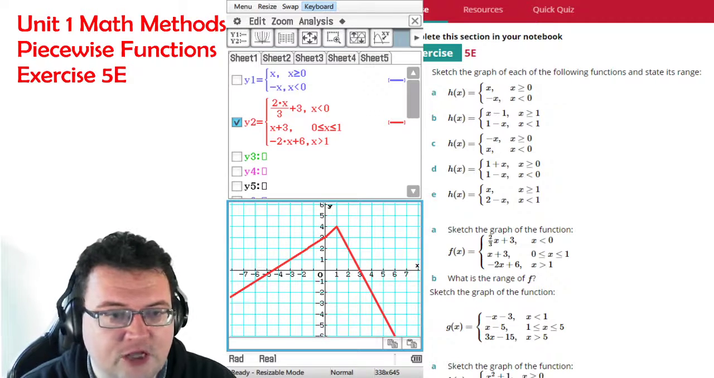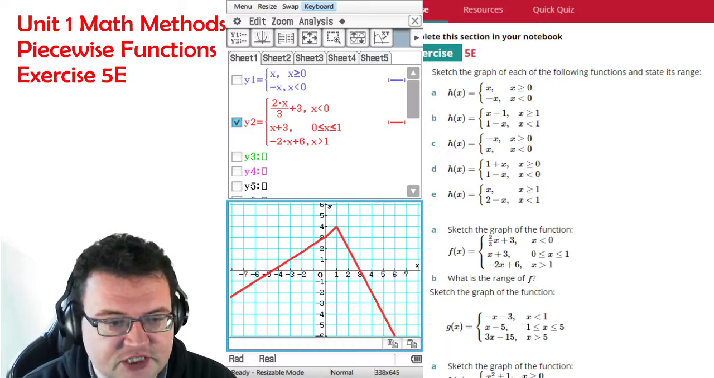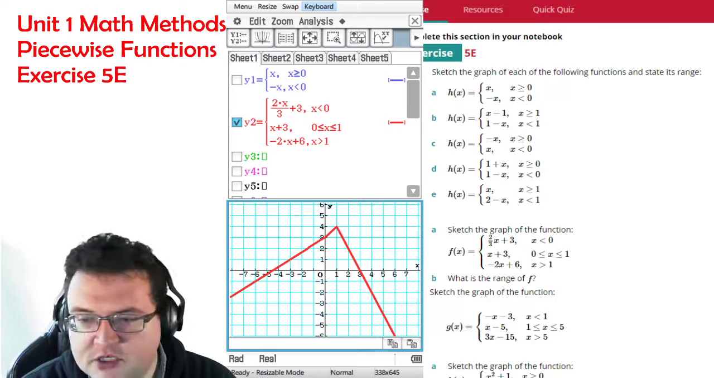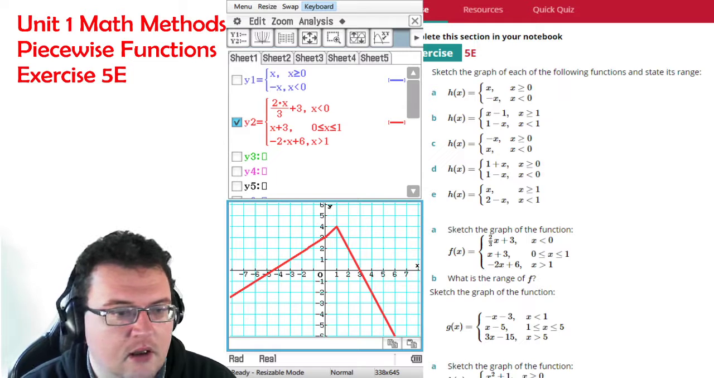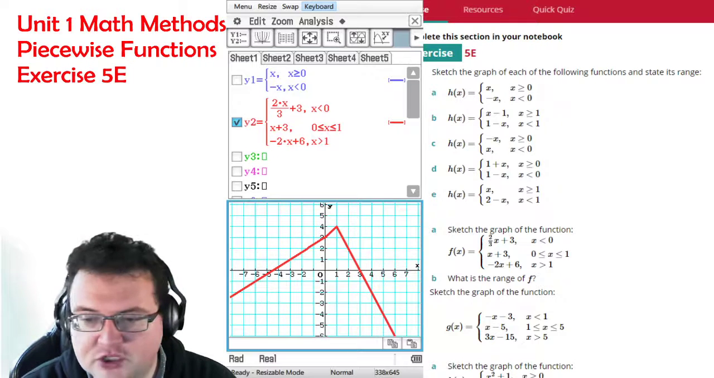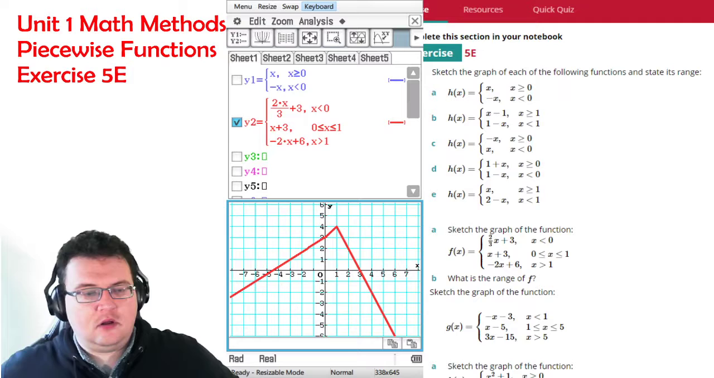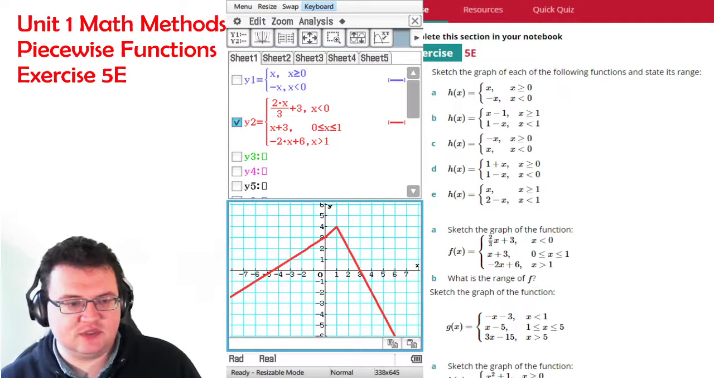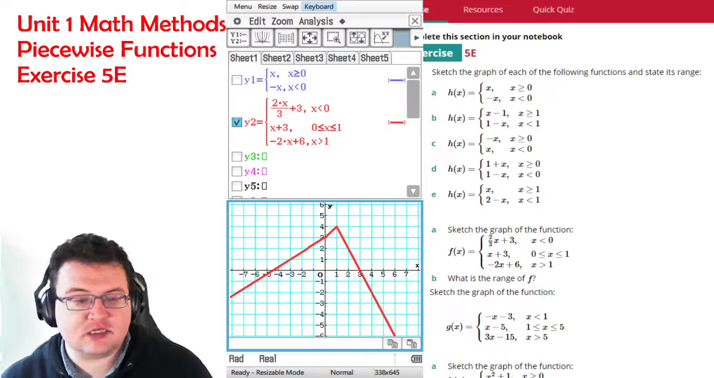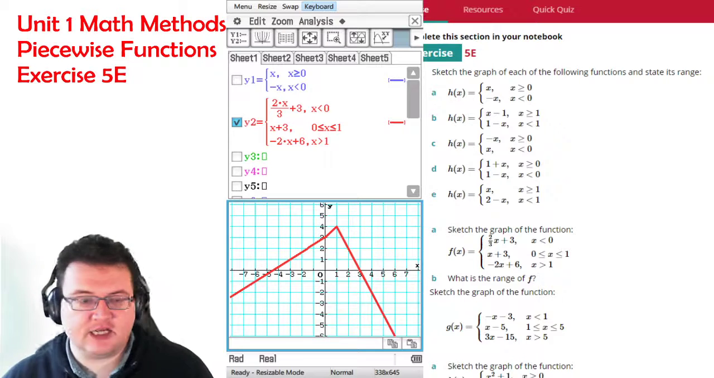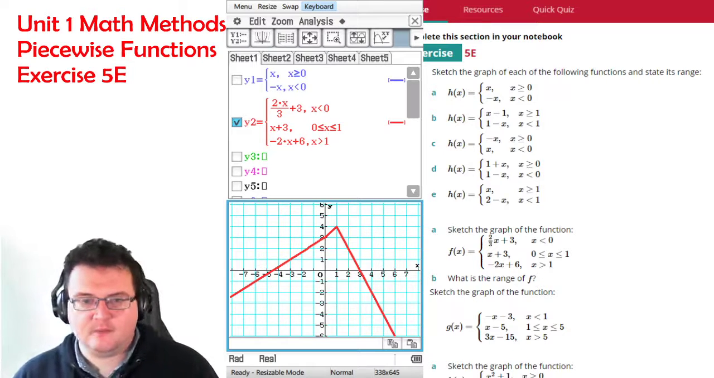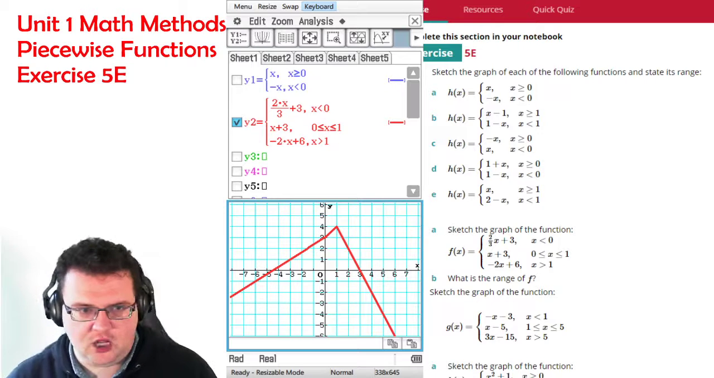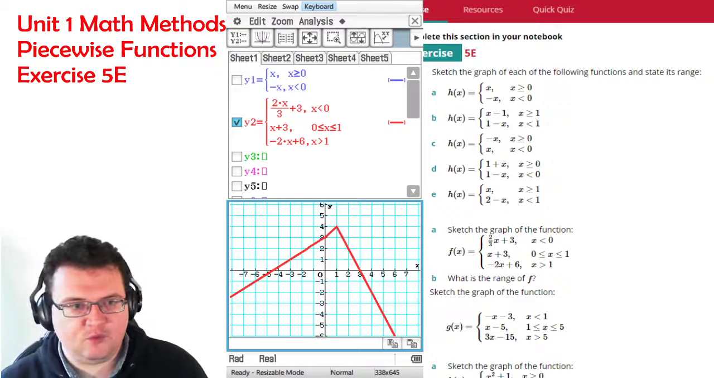And remember, these piecewise functions should be actual functions. They will sometimes fail the one-to-one test, the horizontal line test, but they should pass the vertical line test with no gaps.